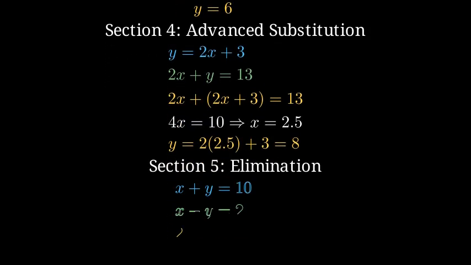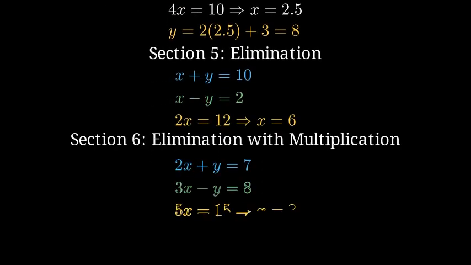Section 5, elimination. Elimination means add or subtract equations to eliminate one variable. Example, x plus y equals 10 and x minus y equals 2. Add them and y cancels. You get 2x equals 12, so x equals 6.